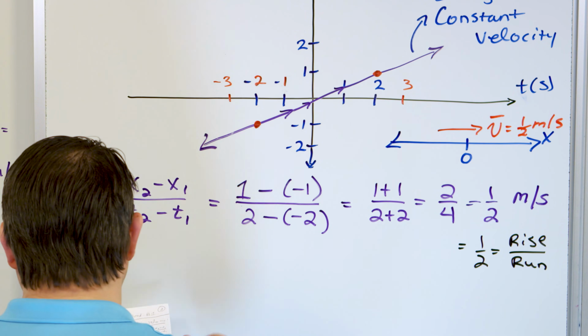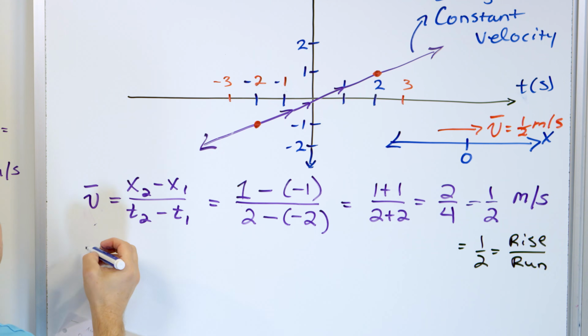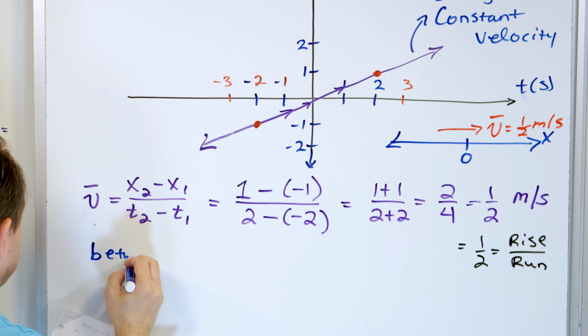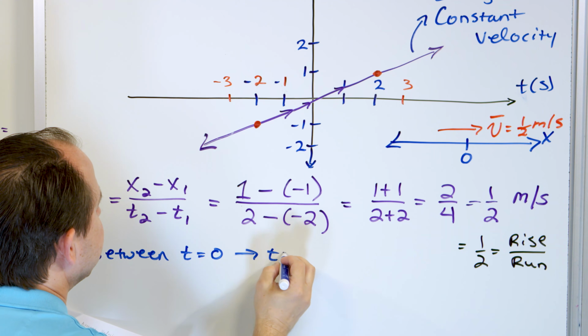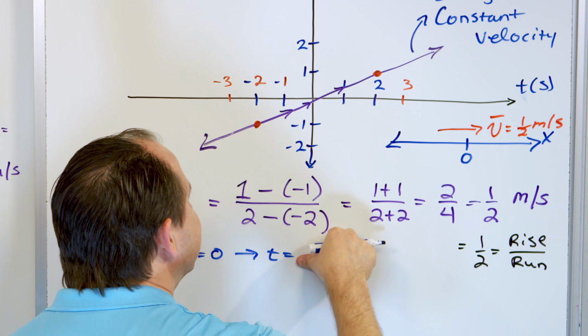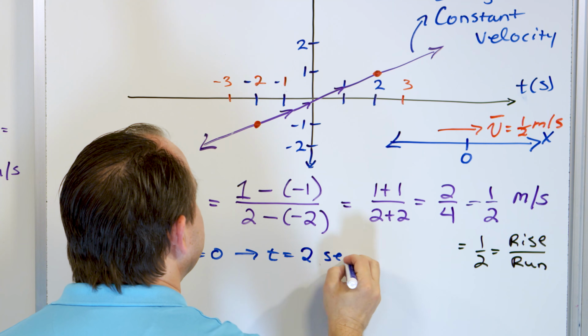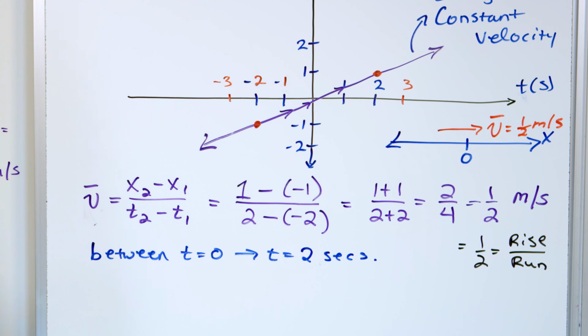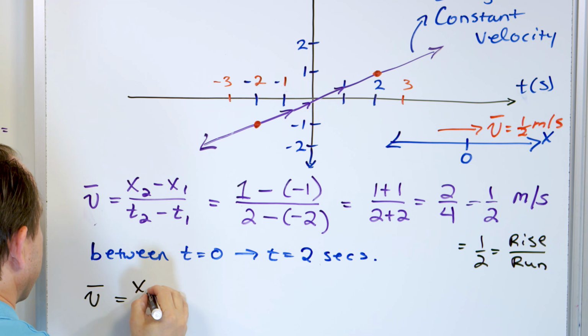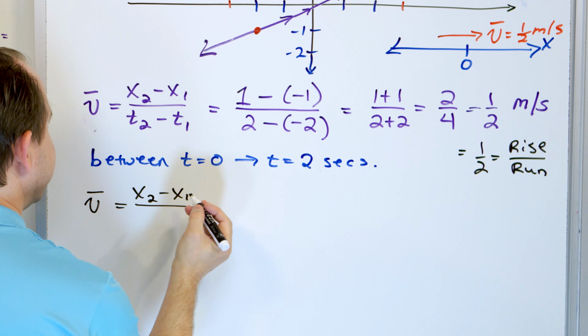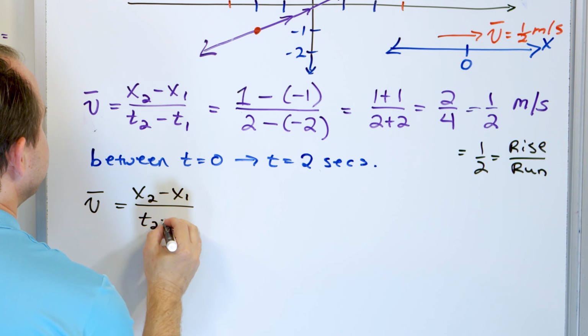So let's go ahead and calculate it someplace else. Let's say between t is equal to 0 and t is equal to 1. I want to do it between time is equal to 0 and time is equal to 2 seconds, right? So let's see what we get. The average velocity is, of course, x2 minus x1, that's the distance traveled, over t2 minus t1.